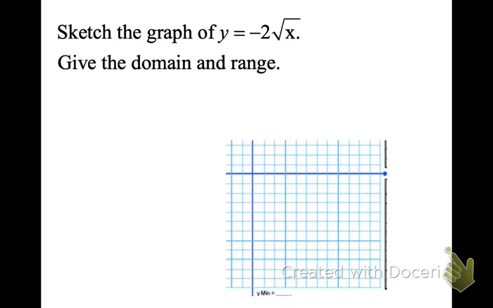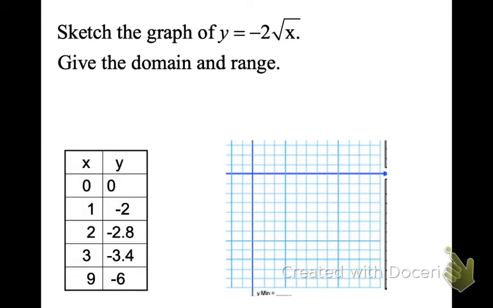Okay, so we're going to start with a pretty simple one. You can see it's a little bit different than the one on the first slide. We're multiplying our square root of x by a -2, and we're asked to find the domain and range. So I'm going to start by making a t-chart. And we know that underneath this radical, it has to be non-negative numbers. In Algebra 1, we're not going to be dealing with anything like a -1 under the radical. So the first value we can possibly put underneath is a 0. And that's where this 0 came from.